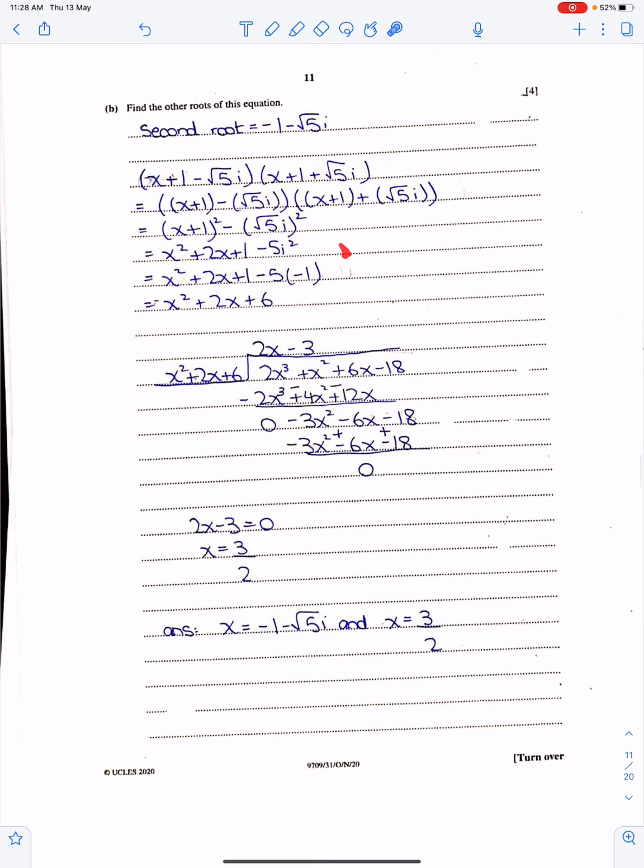This part is very important, the quadratic factor part. Whenever we have one complex root, then always write the conjugate of that root and then get the quadratic factor and then go for long division.